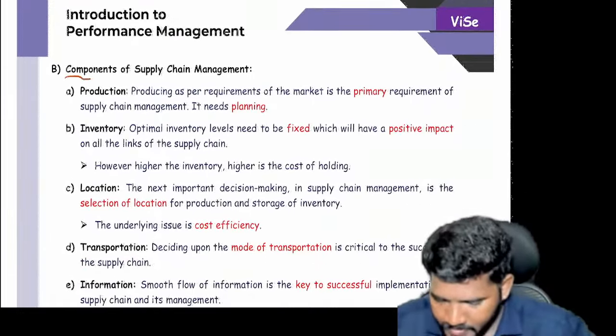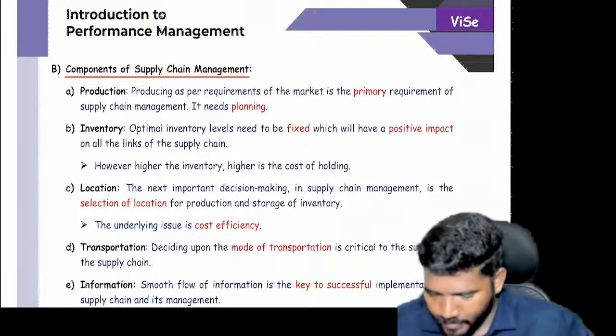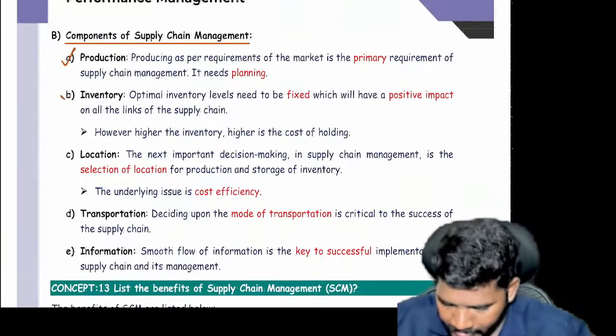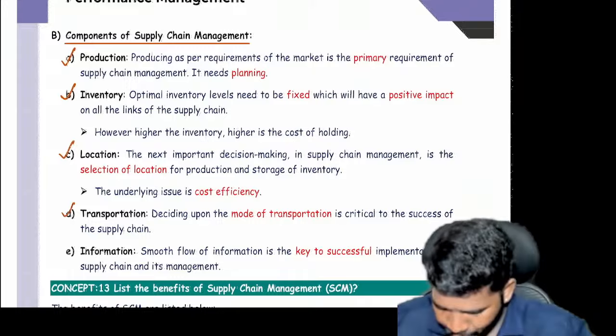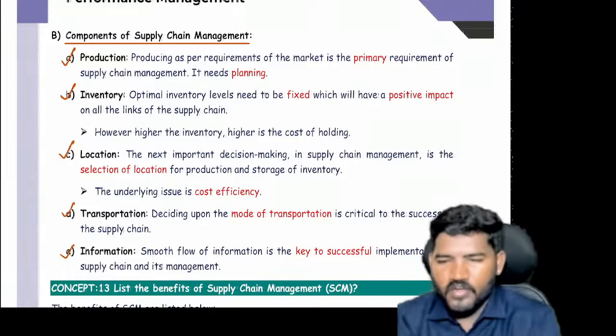Components of supply chain management is also an important concept. The important components are production, inventory, location, transportation, and information.